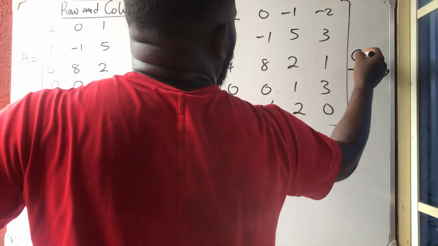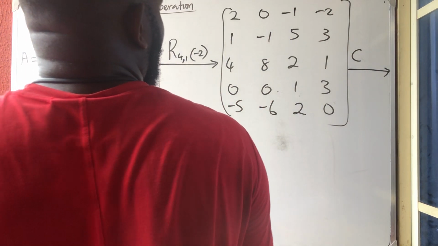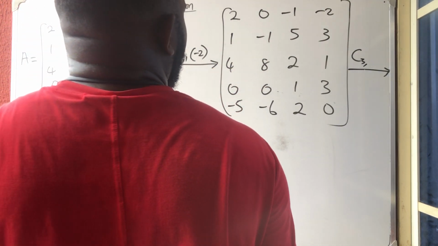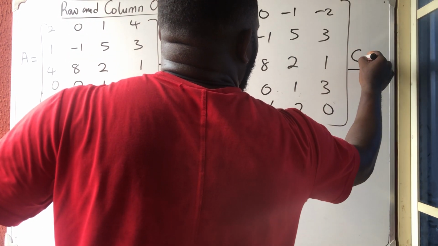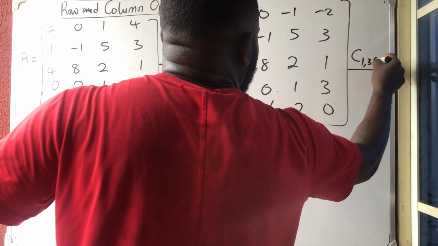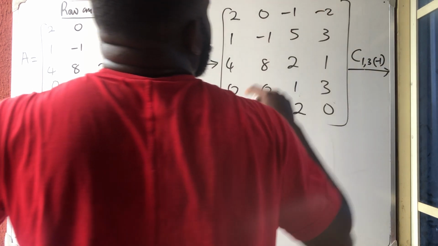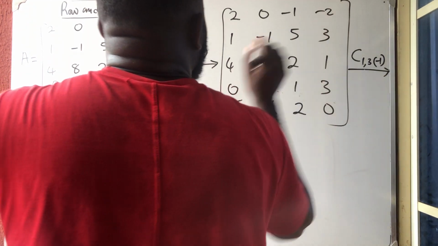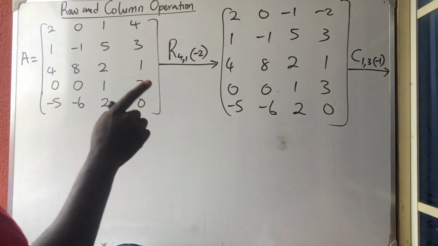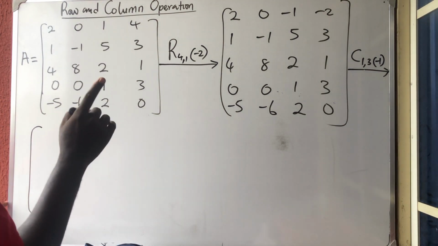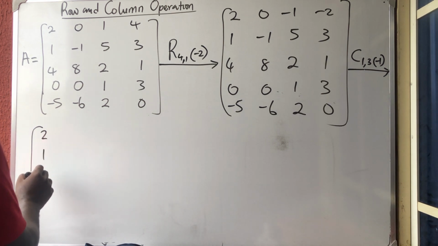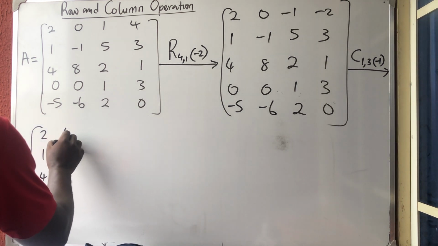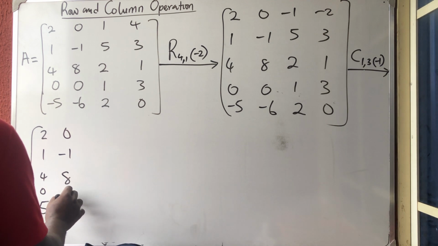From this answer, column 3: multiply column 1 by maybe minus 1 and add it to column 3. So where I'm having a change is in column 3. Column 1 will remain the way it is: 2, 1, 4, 0, and minus 5. Then column 2 remains the way it is: minus 1, 8, 0, and minus 6.